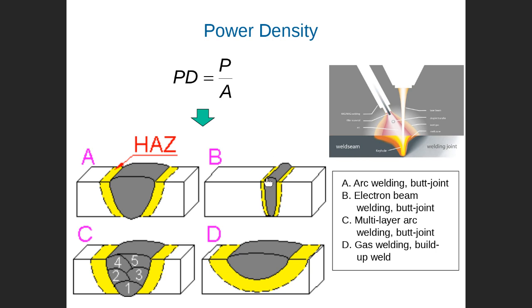Heat density in a laser or electron beam, because it is focused in a very small area, is very high. The power density or heat density is very high. Then you can see that it is narrow and very deep. Narrow, small and deep.